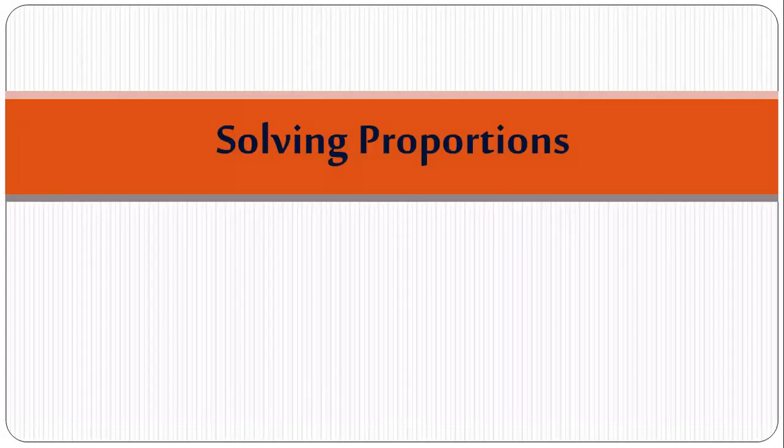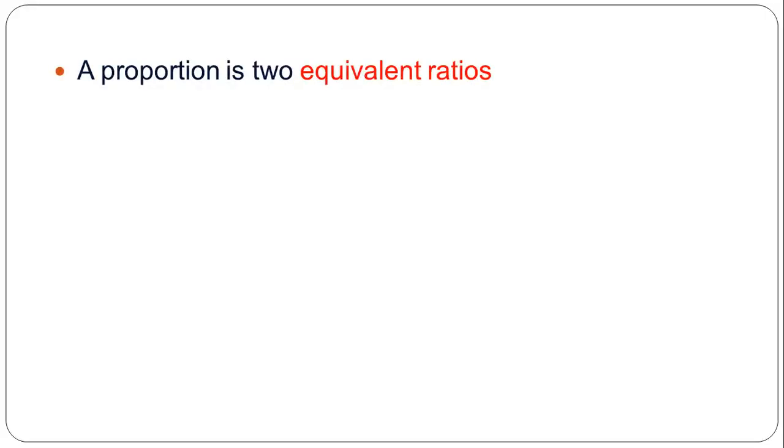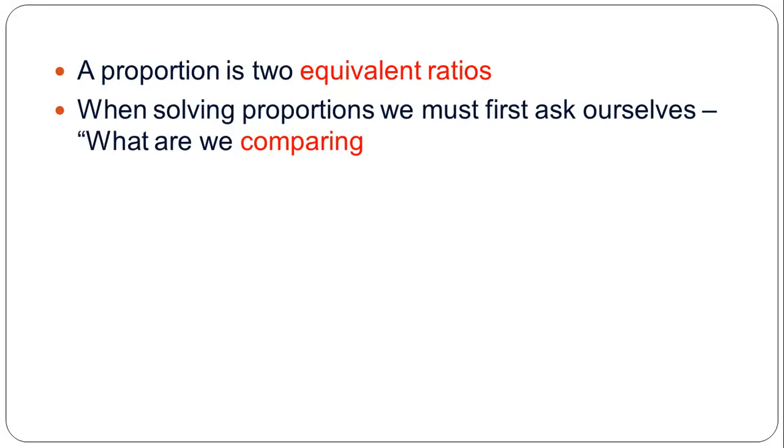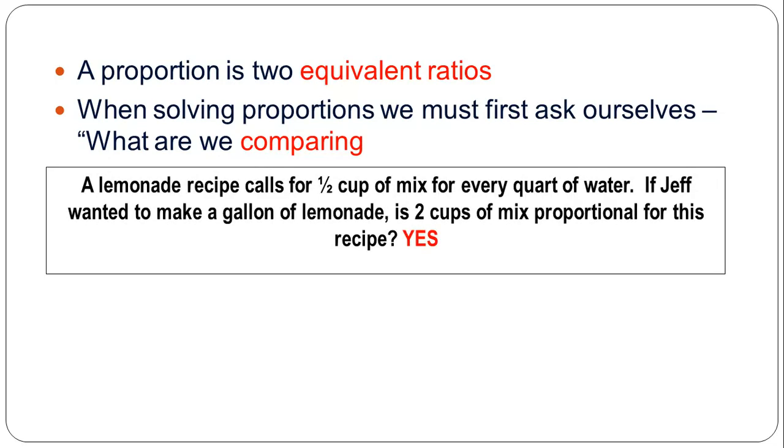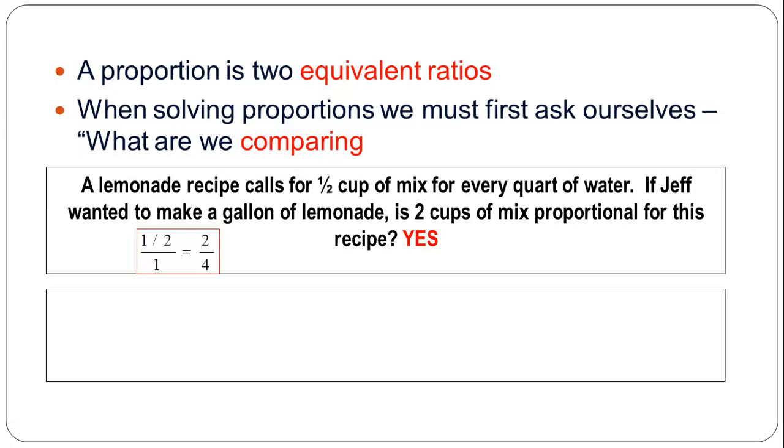Okay, solving proportions. A proportion is two equivalent ratios. When solving proportion, we must first ask ourselves, what are we comparing? Ano yung kailangan mong ikumpara or ano yung kailangan mong i-describe na pareho, no? Para makita natin ano yung difference nila. So, a lemonade recipe calls for 1/2 cup of mix for every quart of water. If Jeff wanted to make a gallon of lemonade, is 2 cups of mix proportional for this recipe? Yes. Okay, so 1/2 over 1 is equal to 2 over 4.